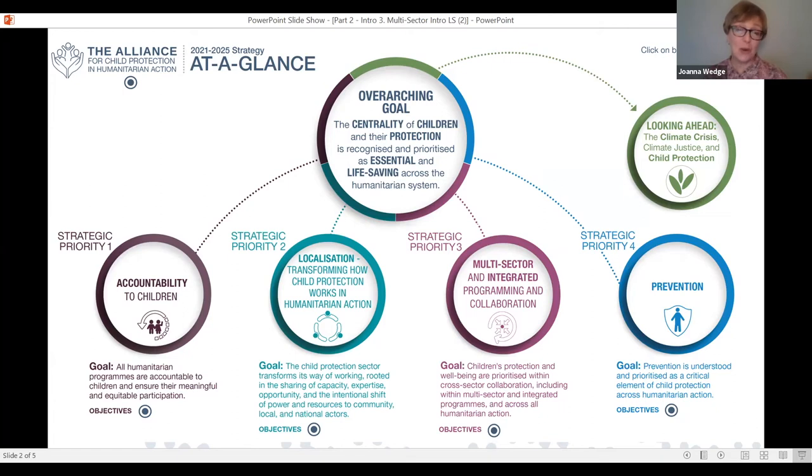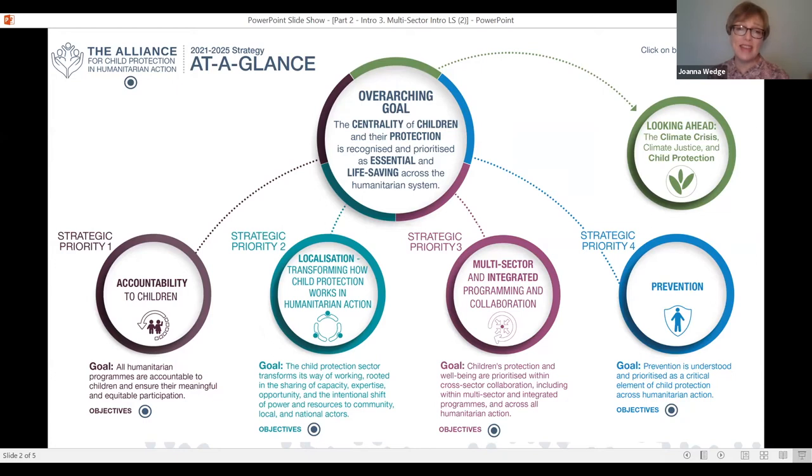Our overarching goal is that the centrality of children and their protection is recognized and prioritized as essential and life-saving across the entire humanitarian system. So we have four priorities: accountability, localization, prevention, and then our strategic priority three that we're looking at now, being multi-sector and integrated programming and collaboration.